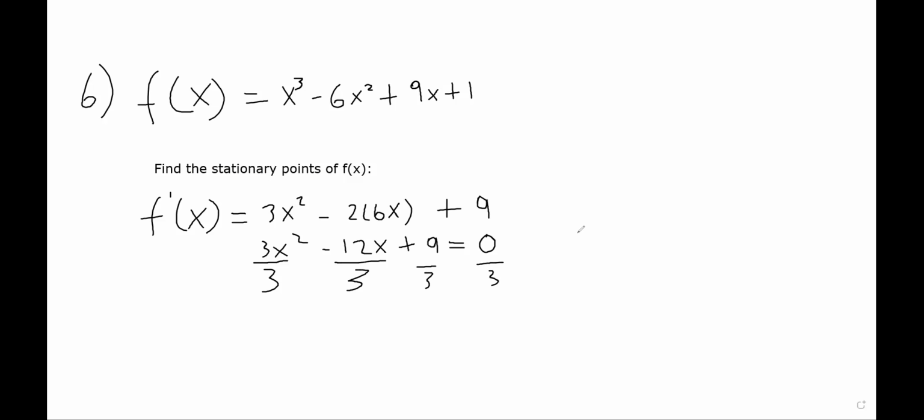All right, cool. So in that case, 3 divided by 3 is just going to be equal back to 1. So we put back the 1 there: x squared minus 12 divided by 3, that's going to be equal to 4.